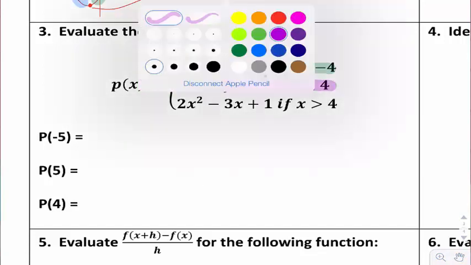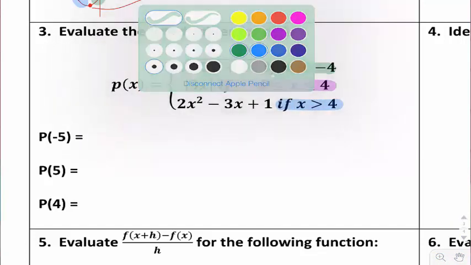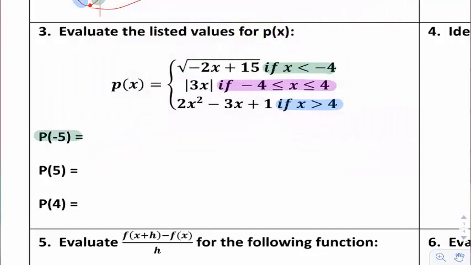So if we're doing p of -5, for instance, notice p of -5, I'm going to color coordinate it, the x value is less than -4. So that tells me I'm going to plug this in to that square root of -2x plus 15. So this is -2 times -5 plus 15, becomes the square root of 10 plus 15, so 25. So you end up with 5. So that's p of negative 5.